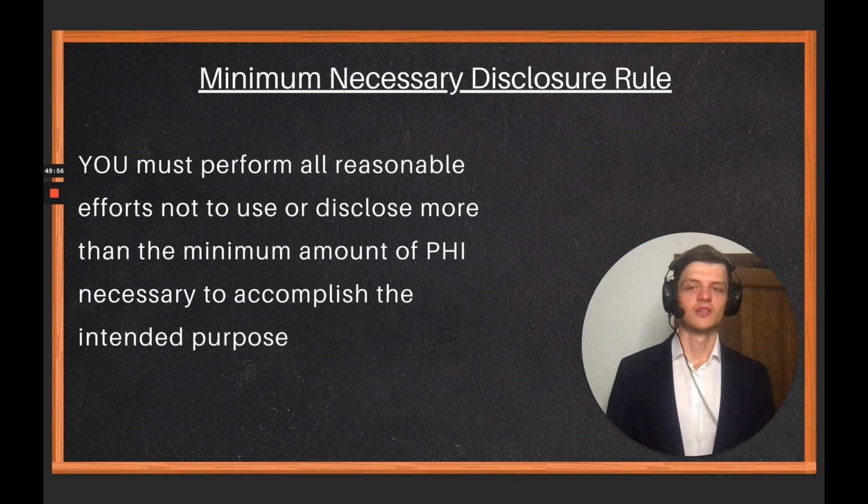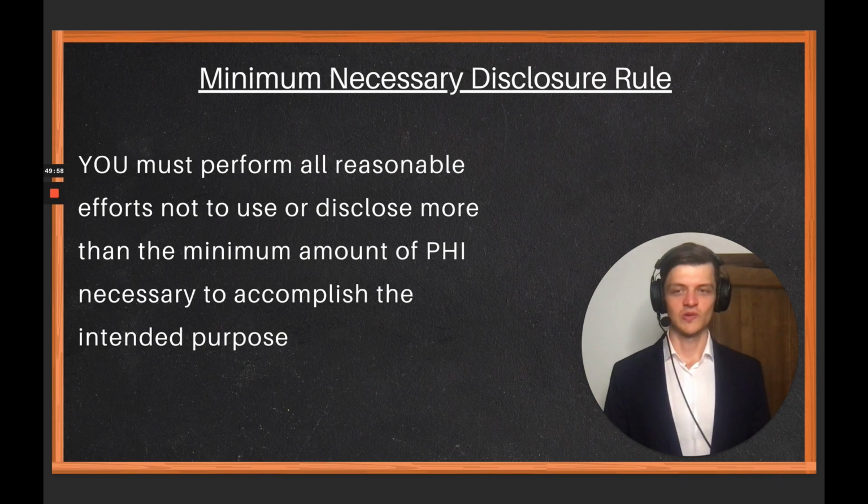Next is the one and only, the minimum necessary disclosure rule. You must make all reasonable efforts not to use or disclose more than the minimum amount of PHI necessary to accomplish the intended purpose. What does it mean?